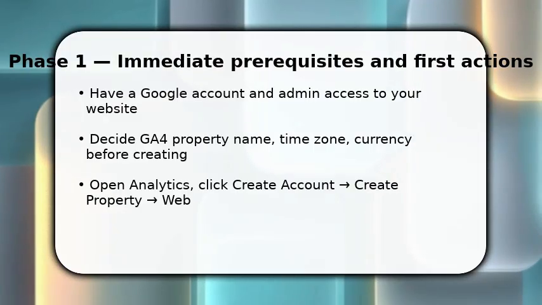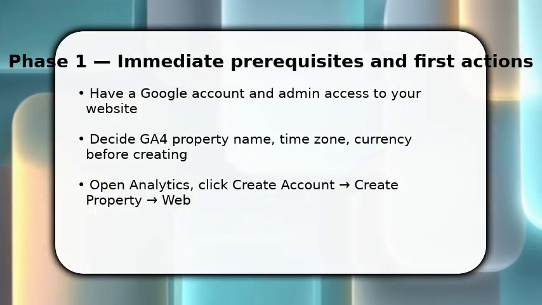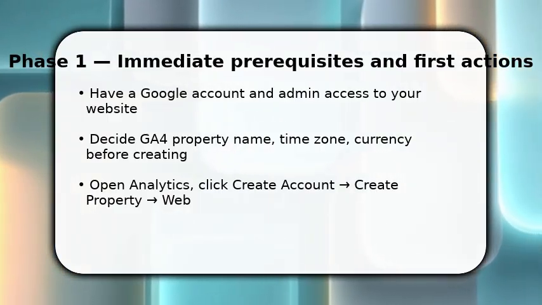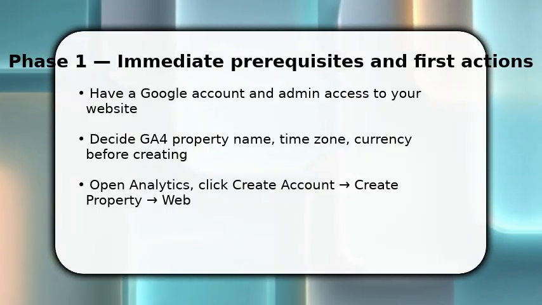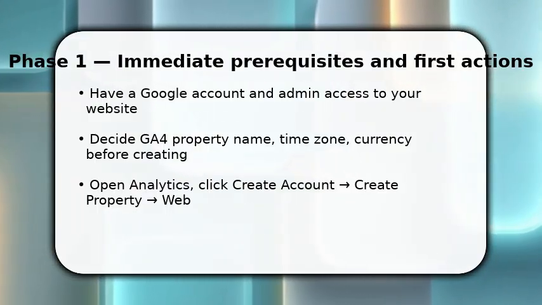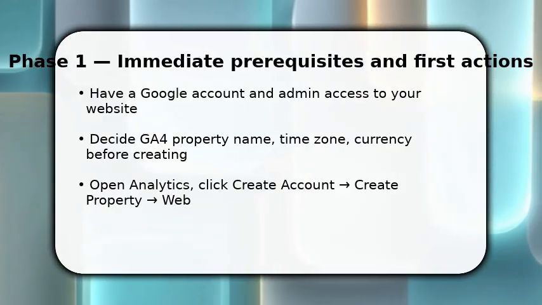You start by confirming essentials: a Google account and admin access to your website. Once ready, open Google Analytics and click Create Account. Name it, set data sharing options. Next, create a GA4 property.